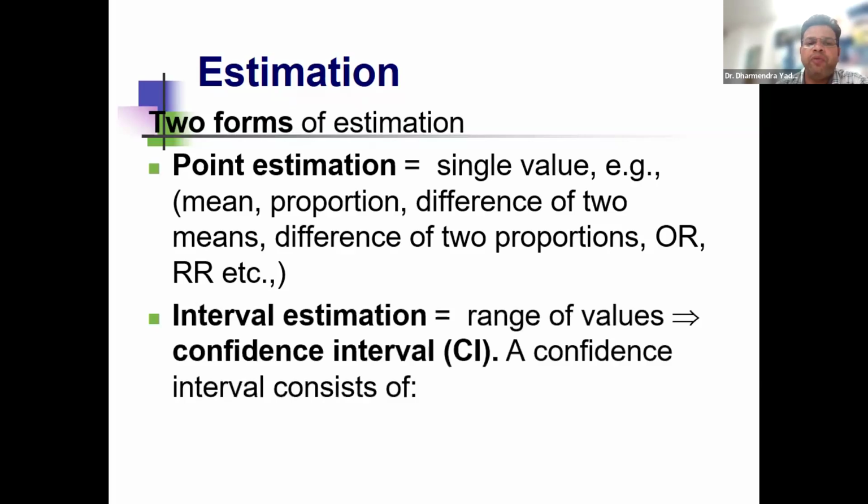So in estimation, we have point estimation. We can find a particular point value, whether it is a mean, proportion, difference of proportions, odds ratio, or relative risk. Either we can provide the exact value of that particular estimate, which is called point estimation, or we can provide the range of those values. And this range is defined by the confidence interval.